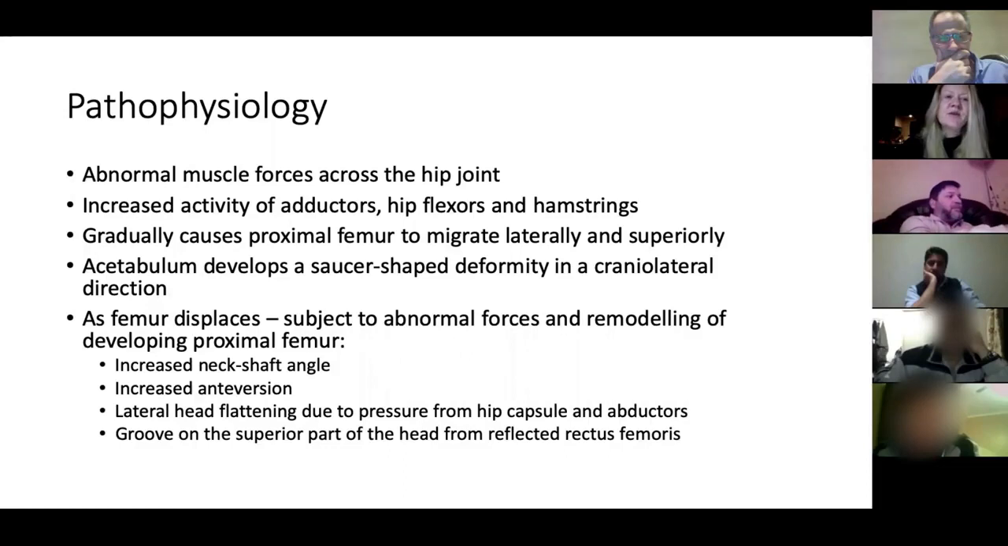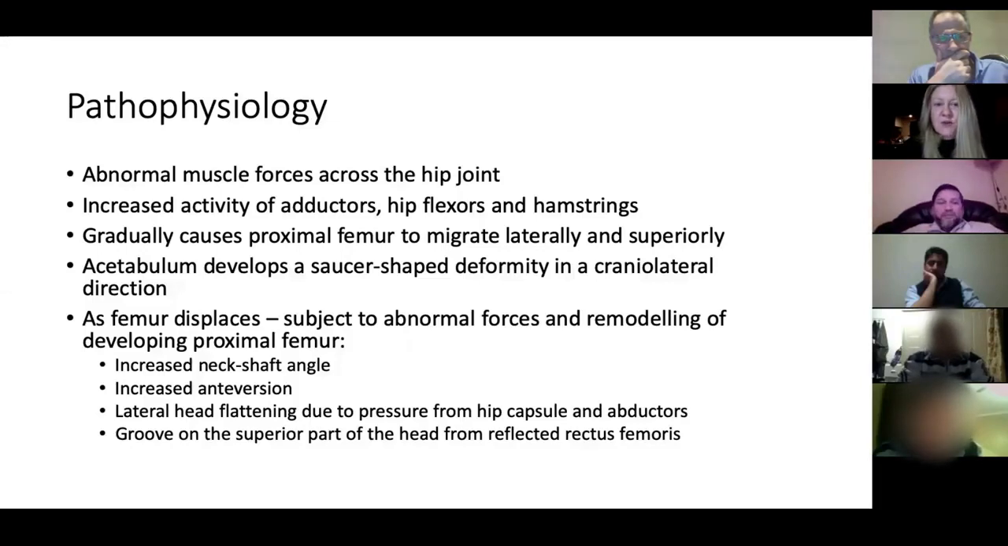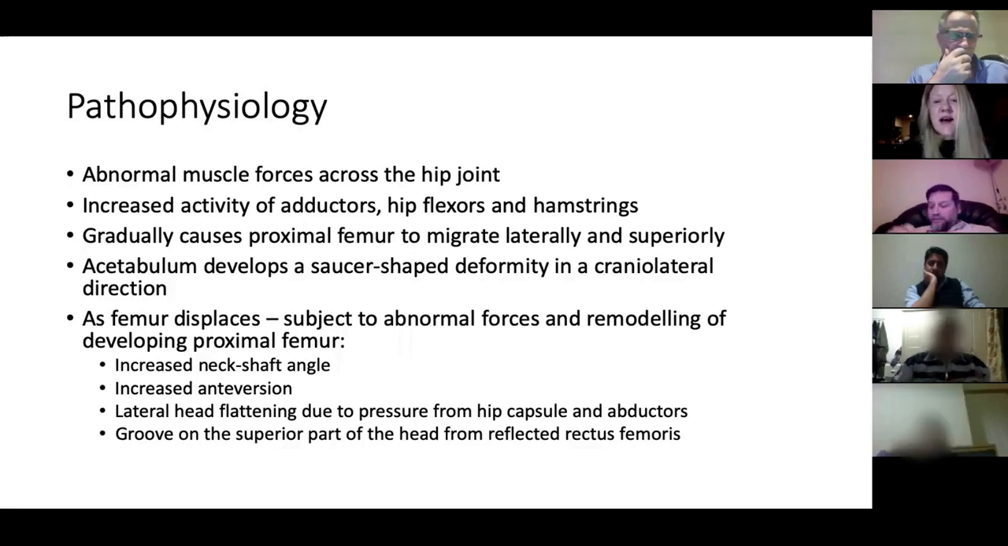So what happens? Well, the first thing is that you get abnormal muscle forces across the hip joint. You've got increased activity of the adductors, the hip flexors, and the hamstrings, which gradually cause the proximal femur to migrate laterally and superiorly. Now, because the acetabulum development is dependent on a located femoral head, you can often get secondary acetabular changes, and most typically it's a saucer-shaped deformity in a craniolateral direction.